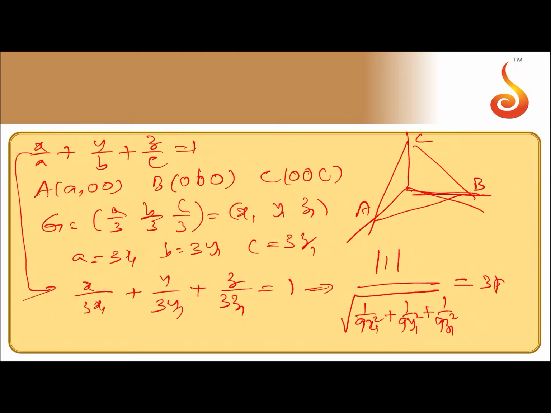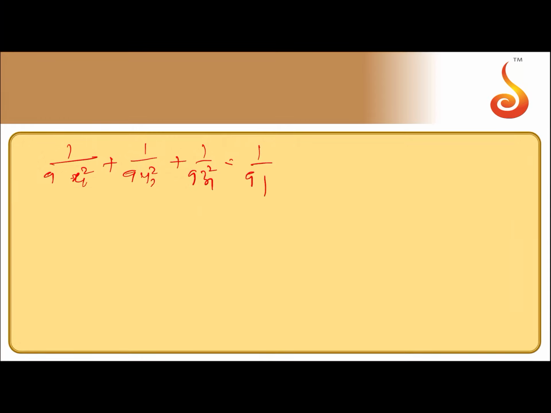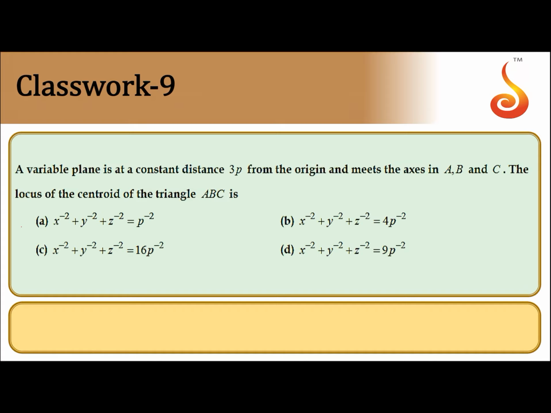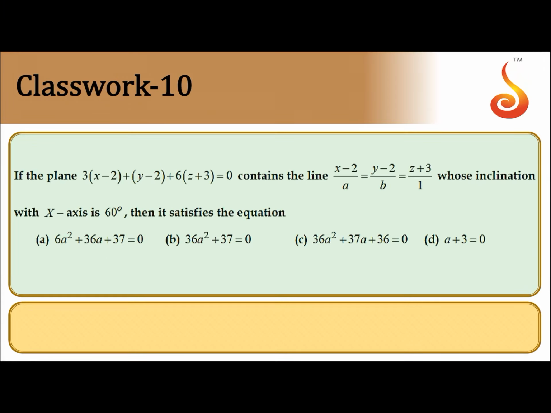Yes, it is 3p. And when you take the reciprocals and square it, 1 by 9 x1 square plus 1 by 9 y1 square plus 1 by 9 z1 square is equal to 1 by 9 p square. The 9 gets cancelled. The locus is given by 1 by x square plus 1 by y square plus 1 by z square is equal to 1 by p square. So the answer is A, 1 by p square.